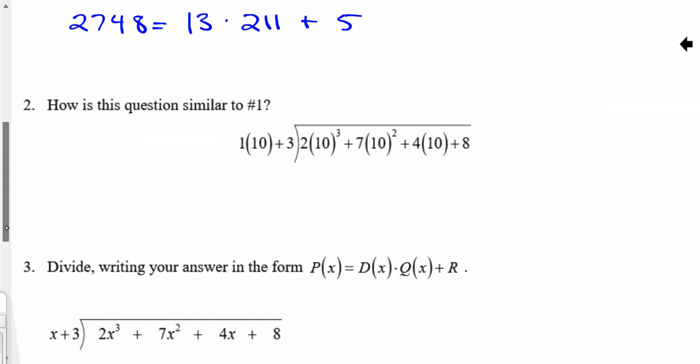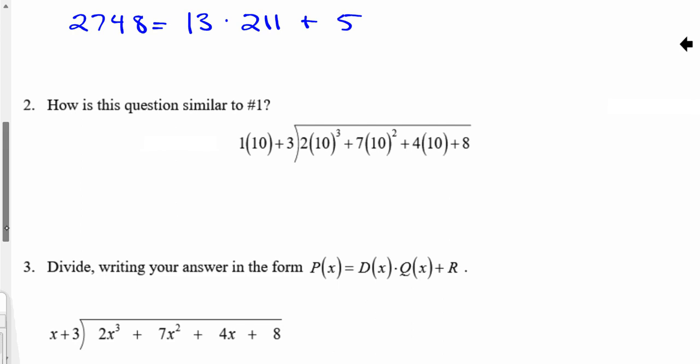Question number 2. How is this similar to question number 1? Since you've all been so quiet, I think I need to pick on somebody like Isaac. Isaac, what would you say? How is this similar to number 1? Yeah, so it's the same numbers.